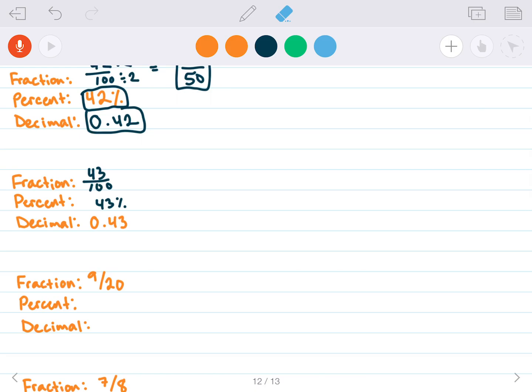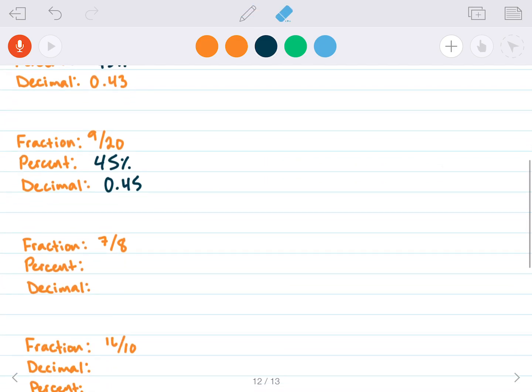Okay, now we have 9 out of 20. First thing, I'm going to change it to a decimal by putting 9 divided by 20 in my calculator to give me 0.45. Now, for a percent, I can do the shortcut. I can take 0.45, multiply by 100 to give me 45%. All right, let's move on to the next one.